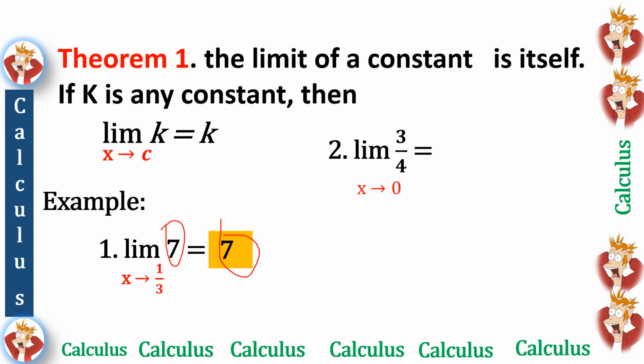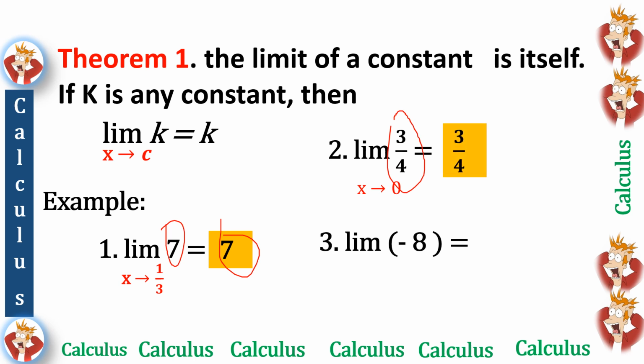Let's have a second example. The limit of 3/4 as x approaches to 0. Ang titingnan lang natin ay ang constant. Then, ang ating magiging sagot is also 3/4. For example number 3, we have the limit of -8 as x approaches to 0. In this case, ang constant natin is -8, and therefore, ang ating magiging sagot is also -8.